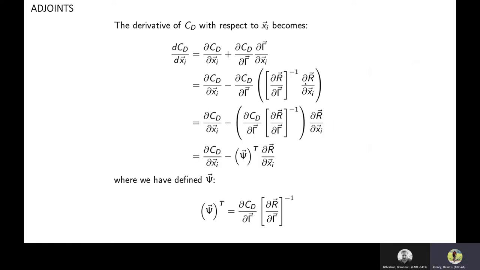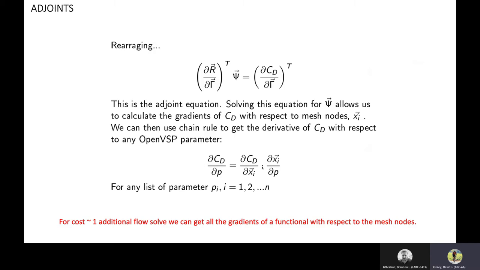So you can take the derivative of that functional CD, so dCD dx is the partial with respect to the mesh, plus the partial with respect to the solution times the partial of the solution with respect to the mesh. But we solved for that earlier. If you're following all the equations, we can substitute that in, and that's the term in the brackets. With a little bit of rearranging, you get the term in the brackets on the third line, and we define everything in the brackets as this vector psi transpose. It doesn't seem like we've done anything, but psi transpose is just the partial of CD with respect to gamma times the inverse of dR d gamma. With some algebra you can rearrange that, taking a transpose and an inverse.